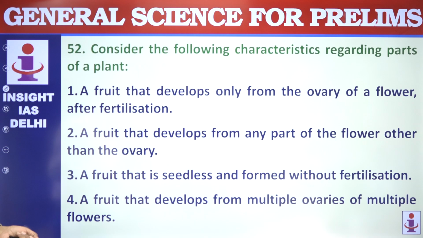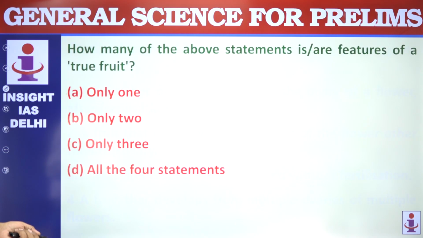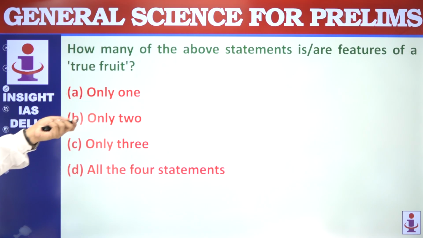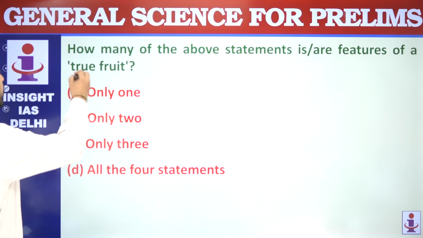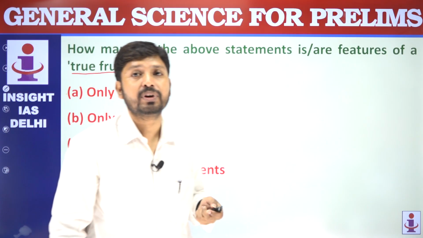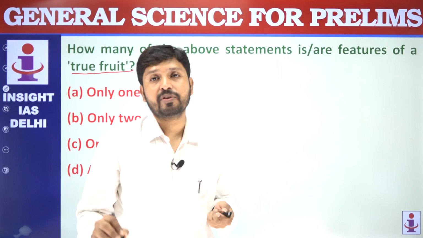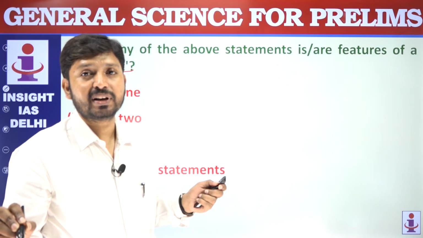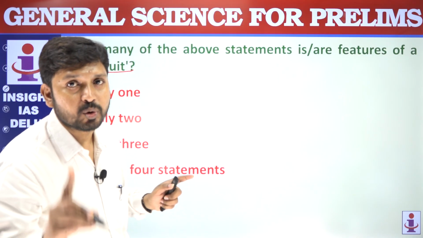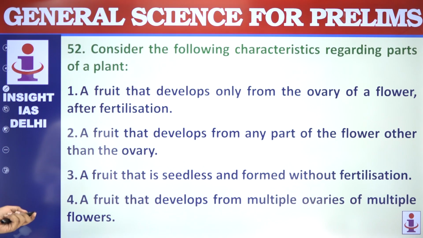Consider the following characters regarding parts of plant. How many of the above statements are the features of a true fruit? Remember, a true fruit is the fruit which is developed from the ovary of a flower. Apart from that, whatever fruit is developing is not called a true fruit. Only if it develops from the ovary, it is called a true fruit.